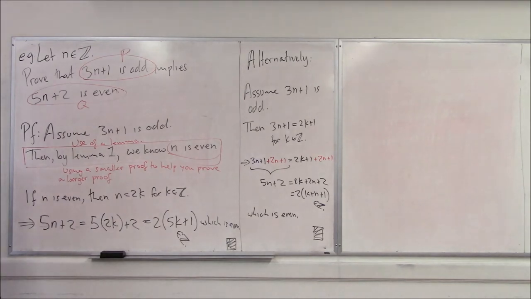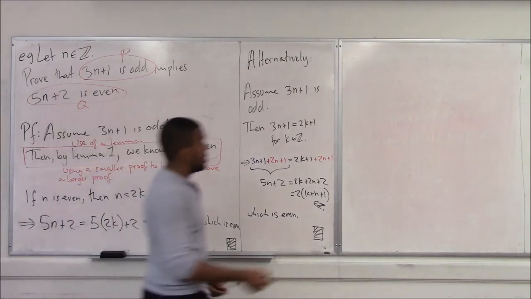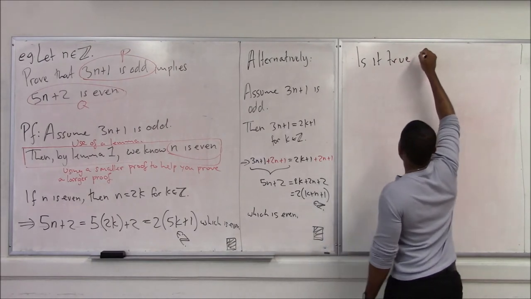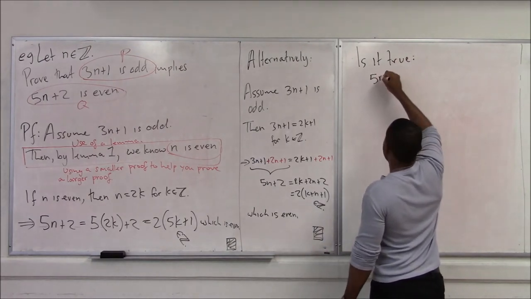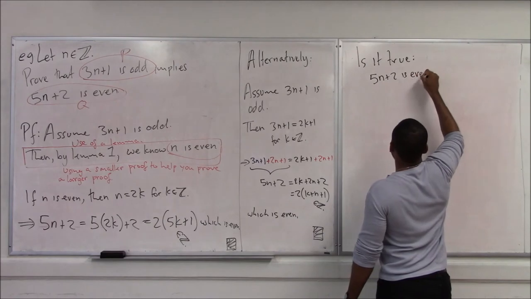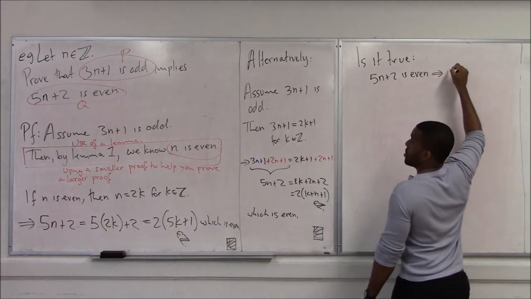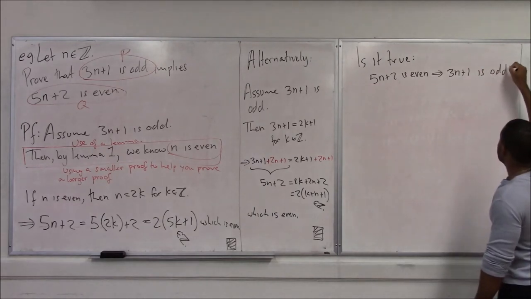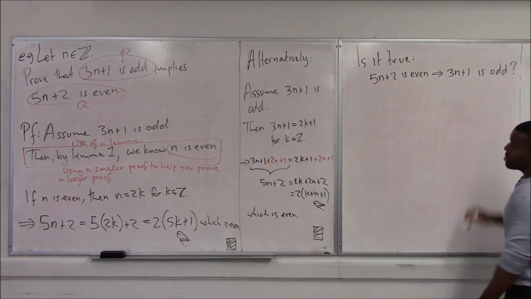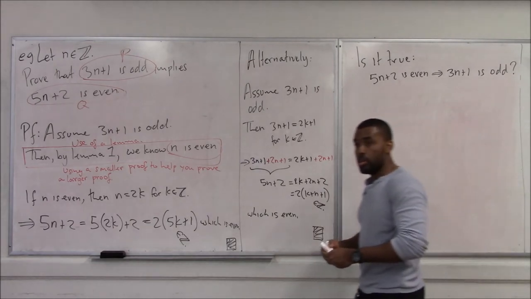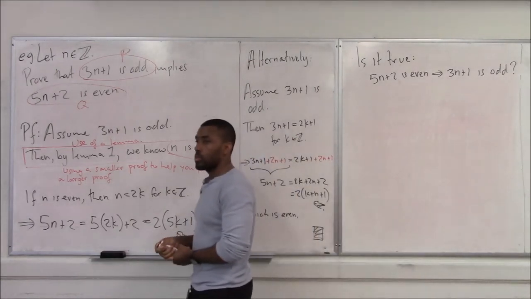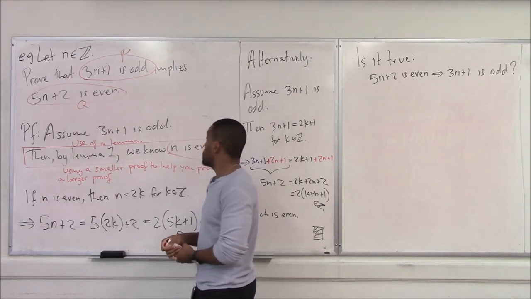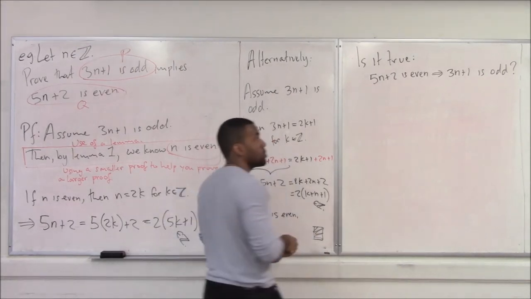Let me ask a question. Is it true that if 5n plus 2 is even, then 3n plus 1 is odd? Is the converse of the statement true? Yes. Shouldn't it be? What do you mean shouldn't it be?